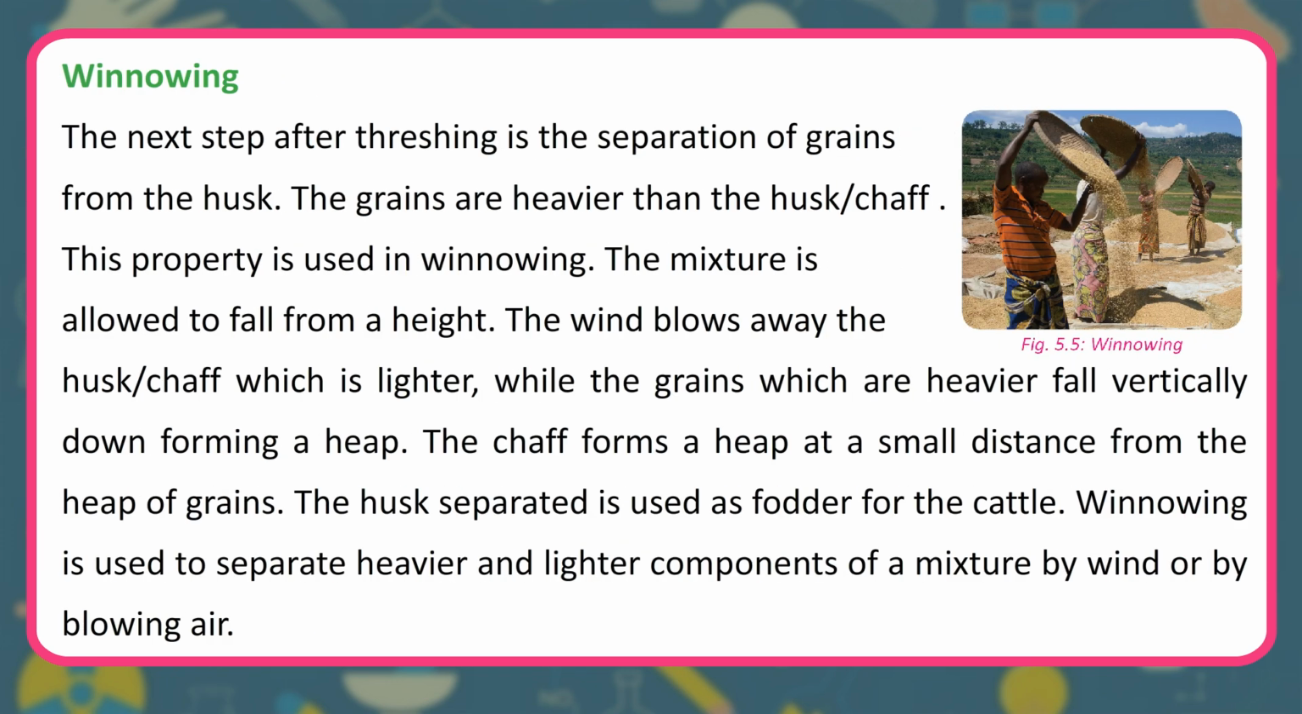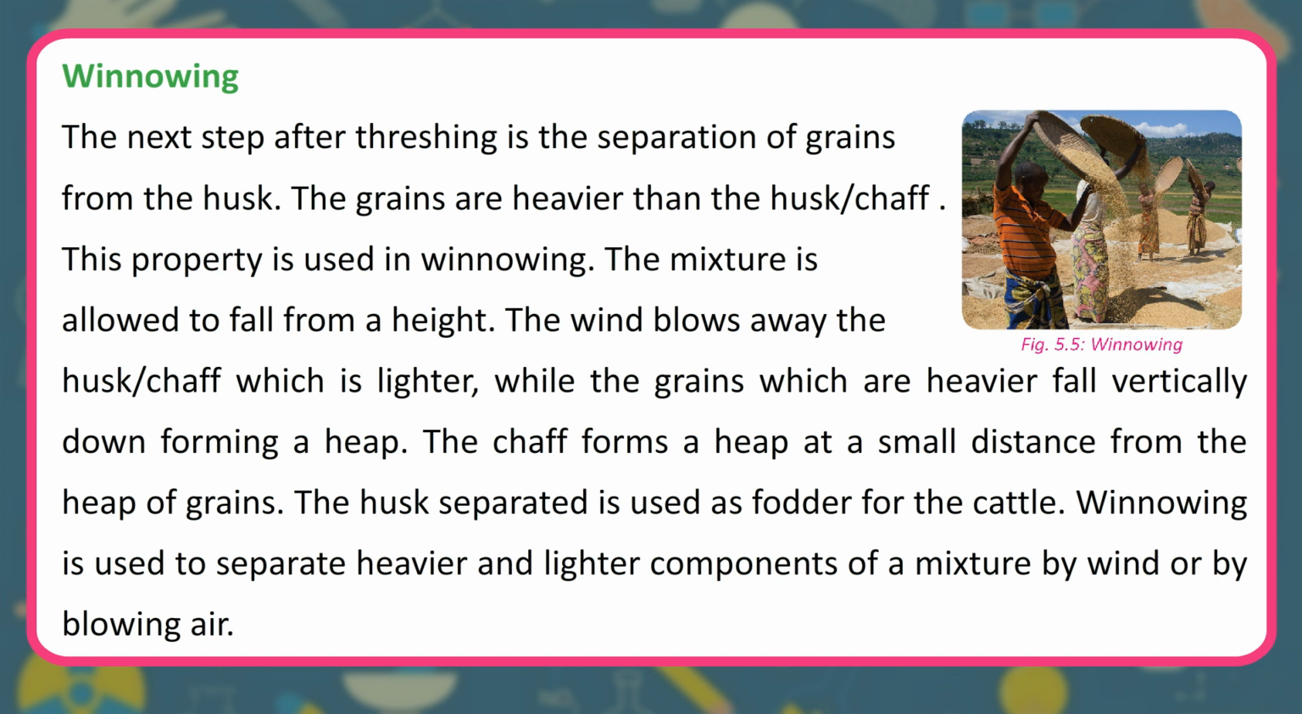Winnowing. The next step after threshing is the separation of grains from the husk. The grains are heavier than the husk/chaff. This property is used in winnowing. The mixture is allowed to fall from a height. The wind blows away the husk/chaff which is lighter, while the grains which are heavier fall vertically down forming a heap. The chaff forms a heap at a small distance from the heap of grains.